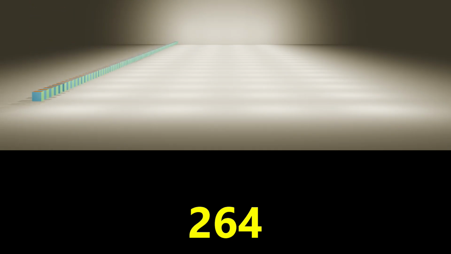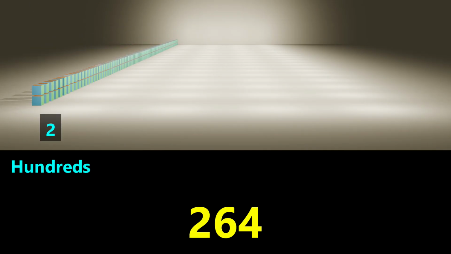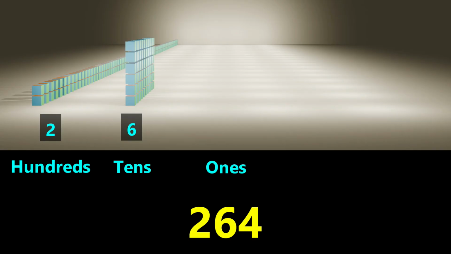If we could see the blocks for this number, this is how they would look. The hundreds place has 100 blocks on each level, and there are 2 levels. That means there are 200 blocks in this group. The tens place has 10 blocks on each level, and there are 6 levels. That means there are 60 blocks in this group. And the ones place has 1 block on each level, and there are 4 levels. So, there are 4 blocks here.